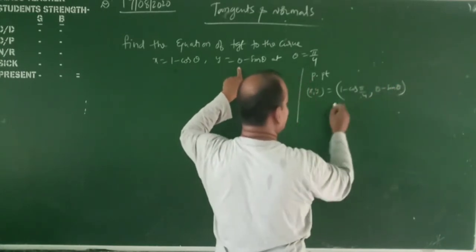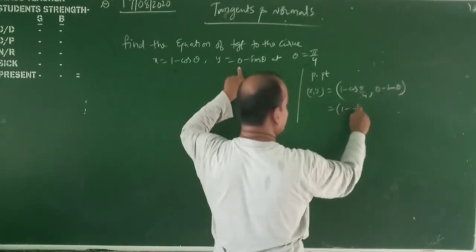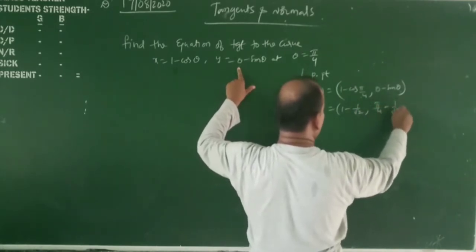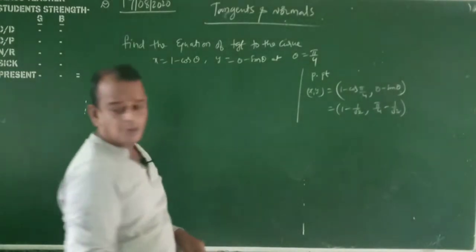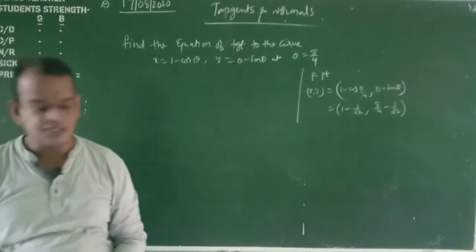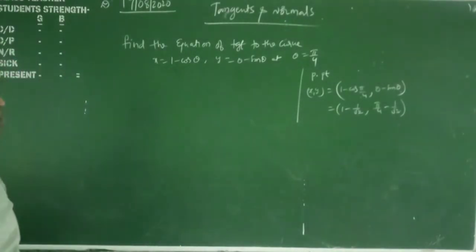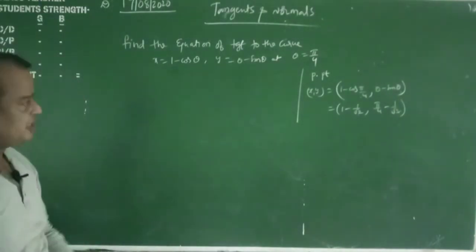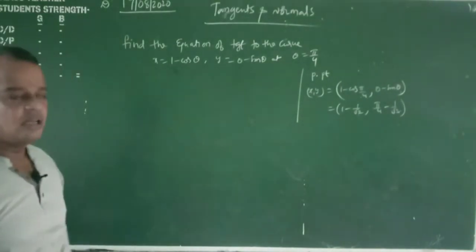Don't confuse, okay. 1 minus cos 45 means 1 by root 2. Theta means pi by 4 minus sin 45 means 1 by root 2. This is the point. What is the point? 1 minus 1 by root 2 comma pi by 4 minus 1 by root 2. At this point we can find the equation of tangent. At theta equal to pi by 4, now we can find the point we have.